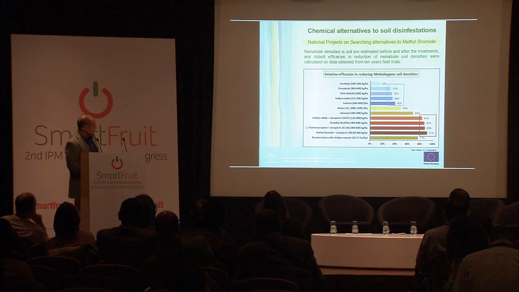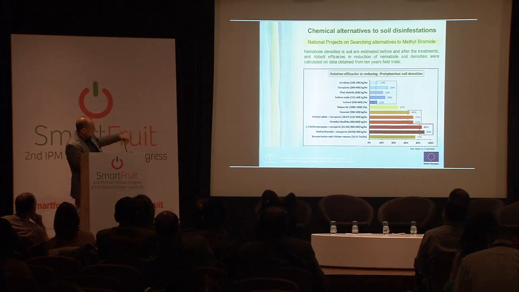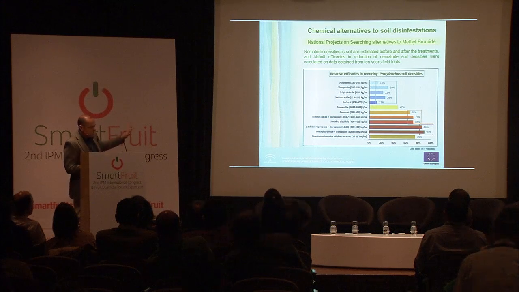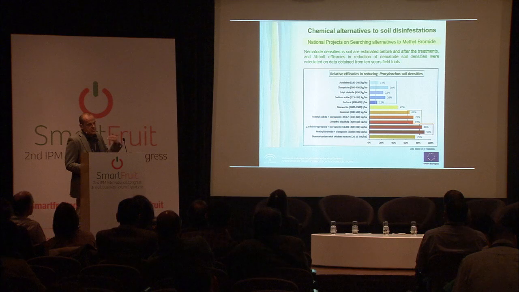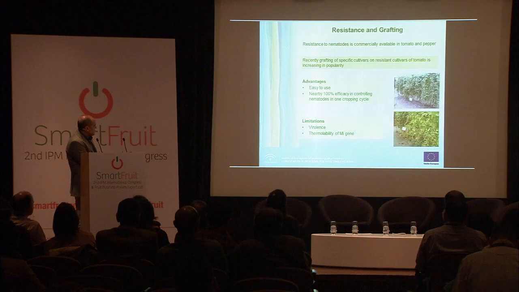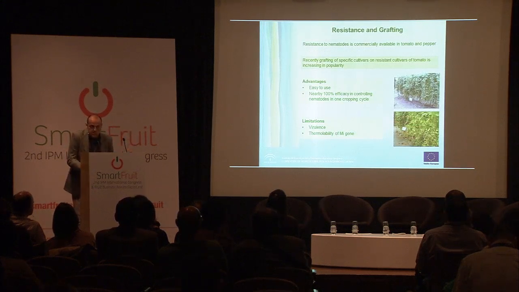Then there's a second group of substances, such as metam sodium and a whole series of chemical products where the efficacy is not very satisfactory. This is for Meloidogyne, and this is for Pratylenchus, which is another pathogen we find with strawberry crops. The products are similar, and the efficacy is a bit lower for Pratylenchus, basically because this pathogen lives within the roots and the product does not reach.